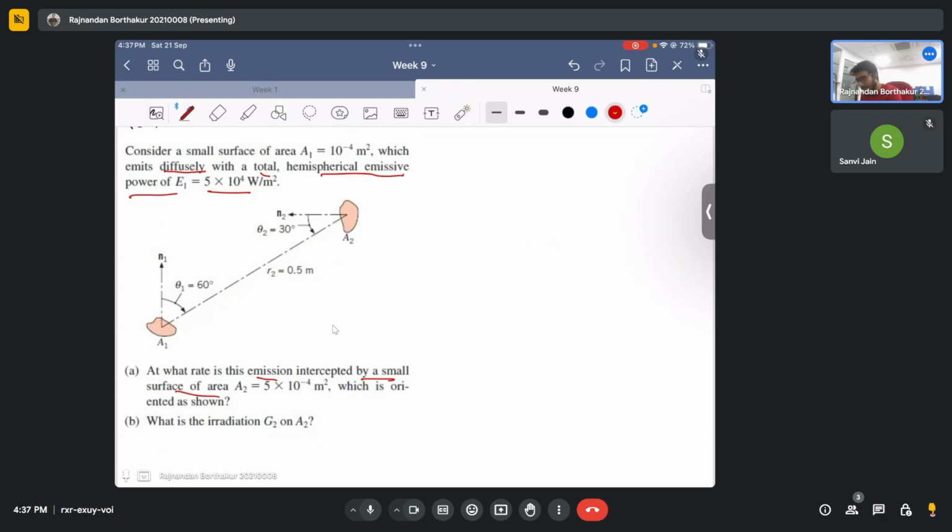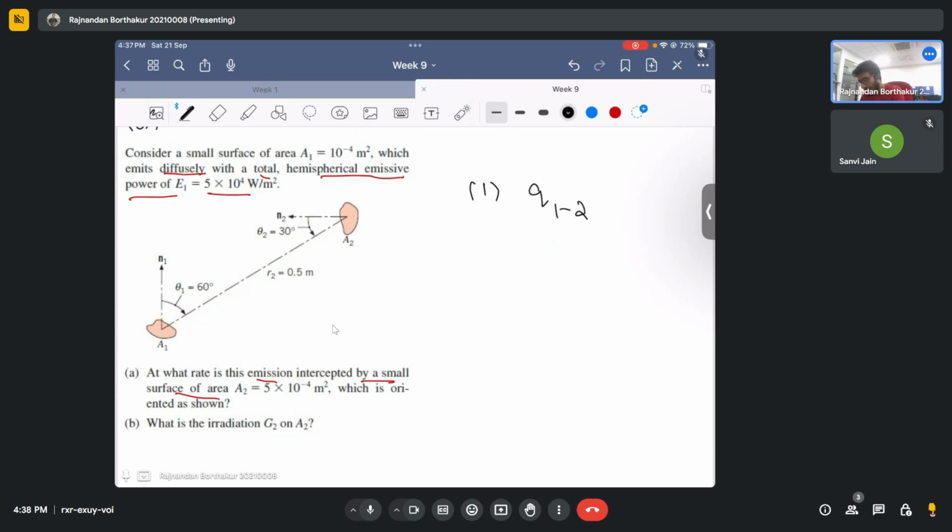So basically what we need to find is, number one, Q12, that is the rate of radiant energy coming from 1 that falls on 2, given the orientation of 2 that is completely given to us. And number two, G2, that is, what is the net irradiation on this surface A2 that is coming from A1. Okay, so any idea how we will proceed with this problem?